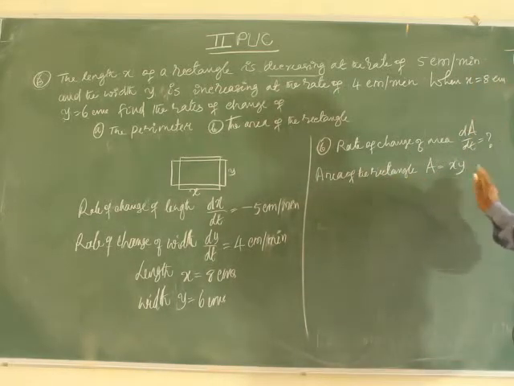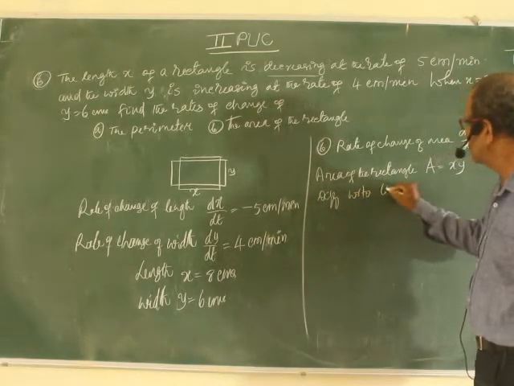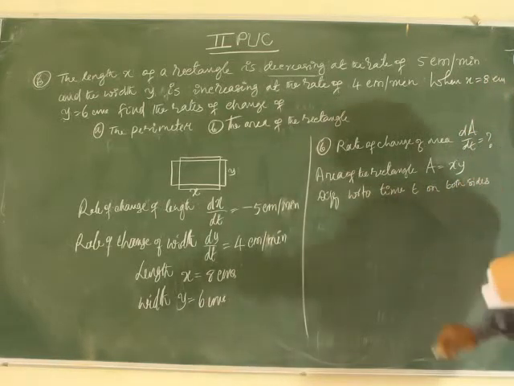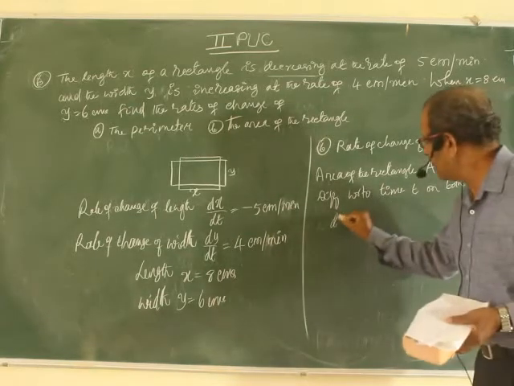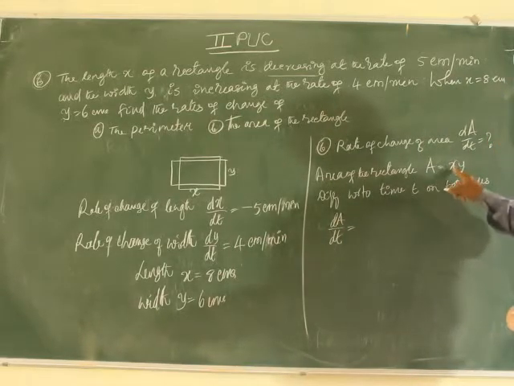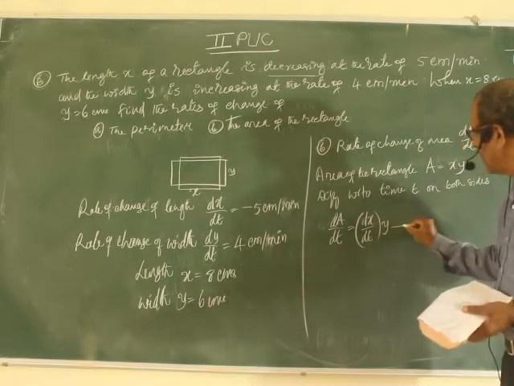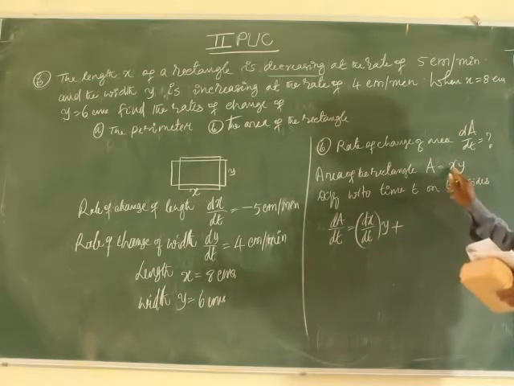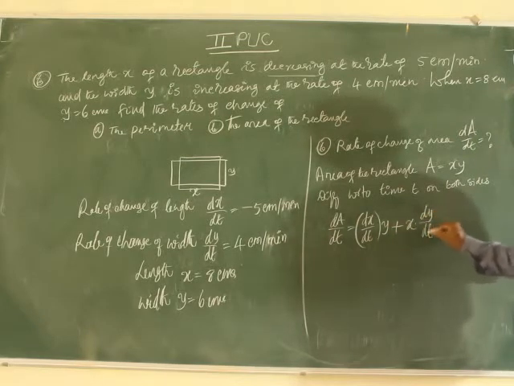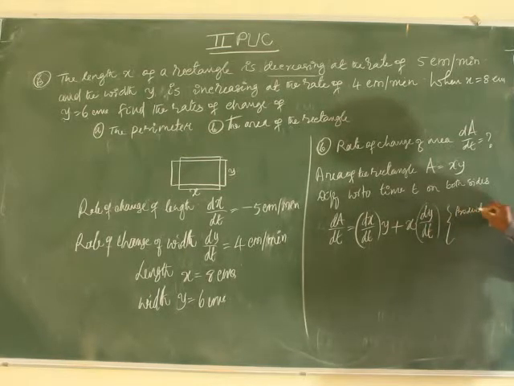Area of the rectangle is A equal to length into breadth. Differentiating both sides with respect to time t, dA by dt equals derivative of this, dx by dt, into second function as it is, derivative of the first into second as it is, first one as it is, derivative of the second. Note the product formula, product rule.